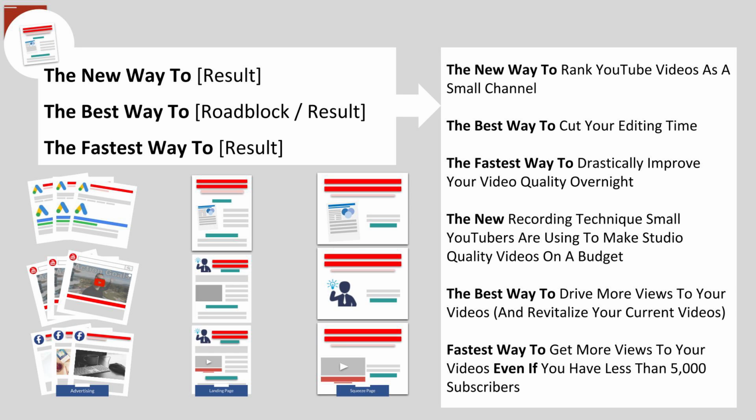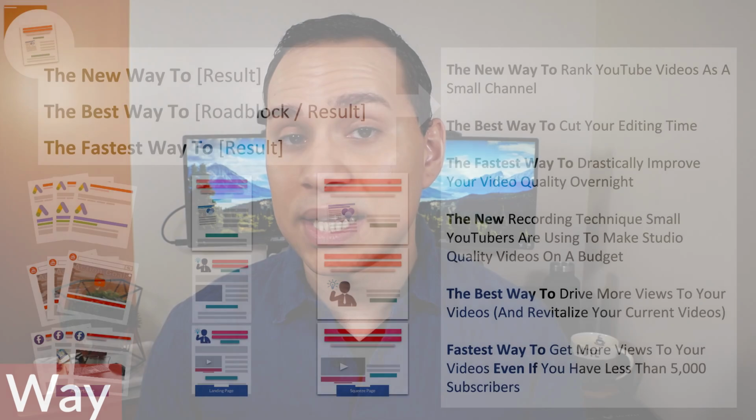So we have the new way to rank YouTube videos as a small channel. Then we have the new recording technique small YouTubers are using to make studio quality videos on a budget. And then finally, the fastest way to get more views to your videos. And then, so we're taking something from the first headline formula, even if you have less than 5,000 subscribers right now.